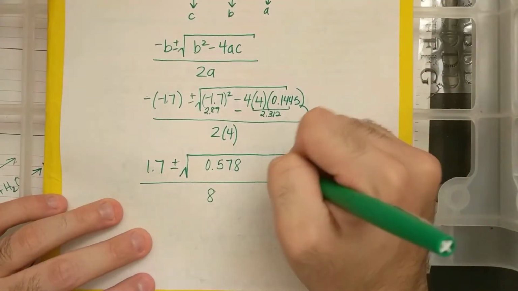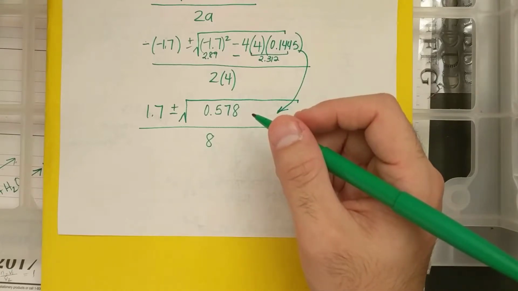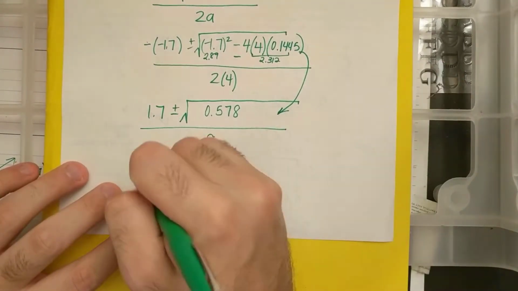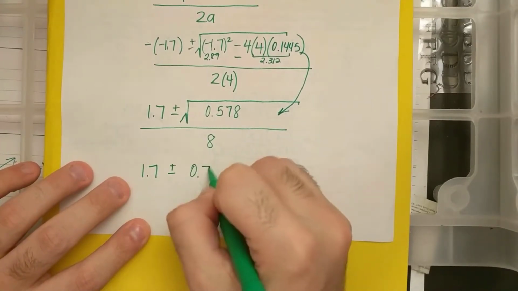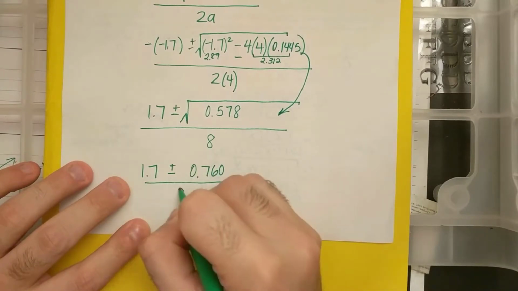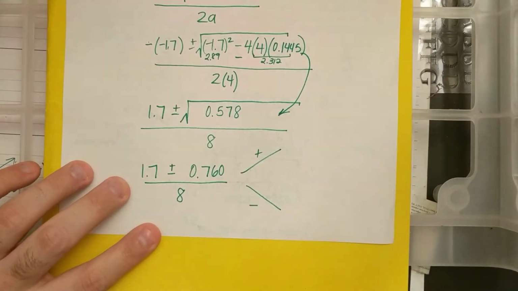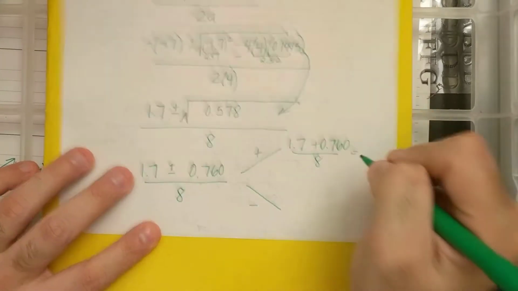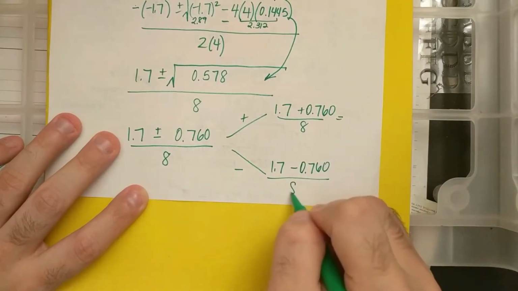Right? So I did the math inside the square root. I didn't do the square root yet. And so if I do the square root of 0.578, that's supposedly equal to 0.760. So 1.7 plus or minus 0.760 all over 8. And now I'm going to have two roots here: the one where I add and the one where I subtract. So I'll do 1.7 plus 0.760 divided by 8, and 1.7 minus 0.760 divided by 8.